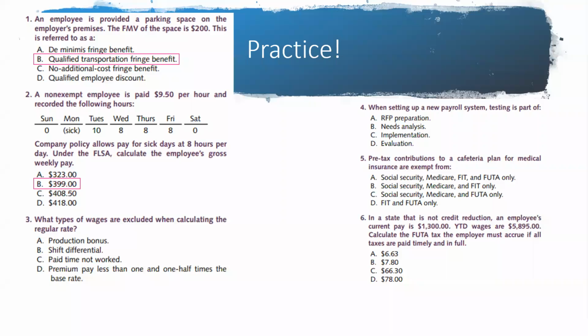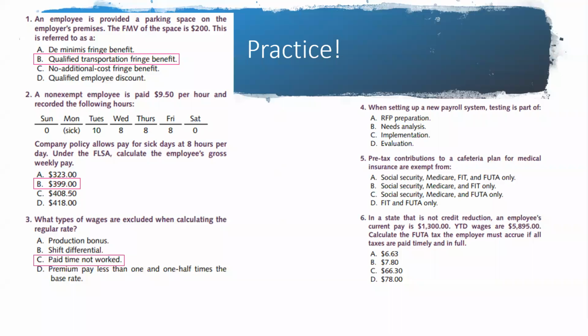What types of wages are excluded when calculating the regular rate? So a production bonus, shift differential, paid time not worked, or premium pay less than 1 1/2 times the base rate. Agree. Paid time not worked. Good job. It does not have to be calculated in when doing the regular rate.